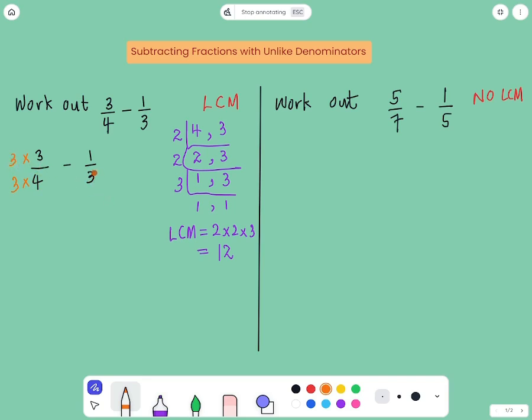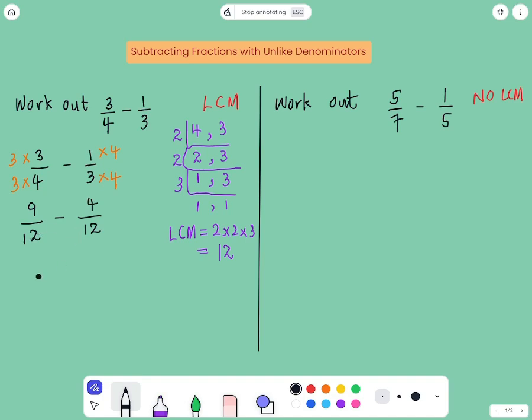Then here the denominator is 3. How do you change that to 12? You have to multiply it by 4, and the numerator also by 4. Okay. 3 times 4, 12. 3 times 3, 9. Subtract 3 times 4, 12. 1 times 4, that is 4.